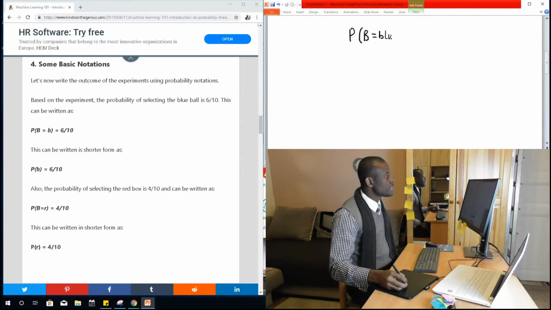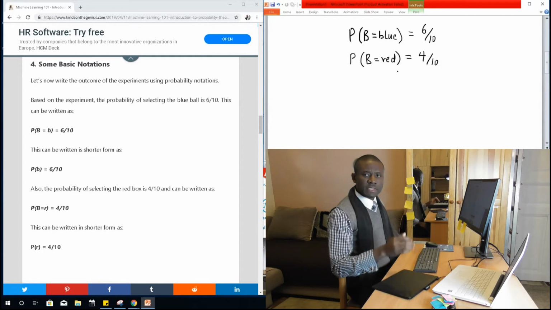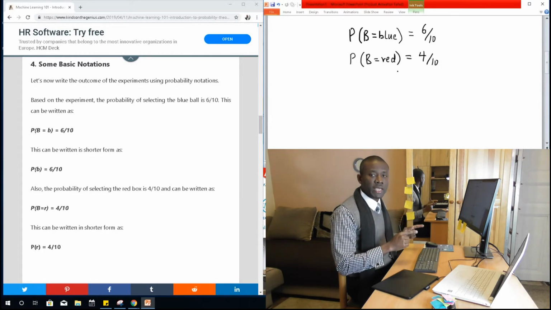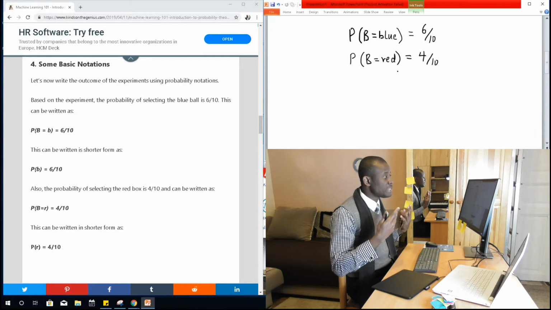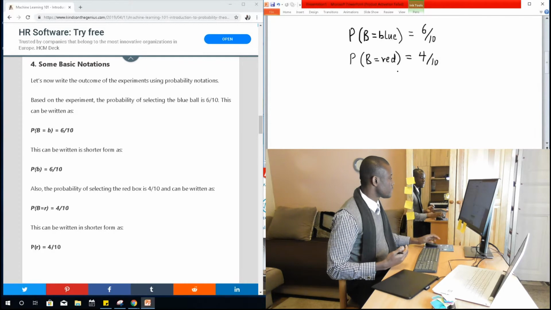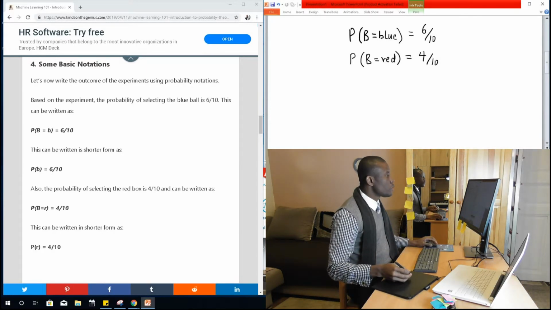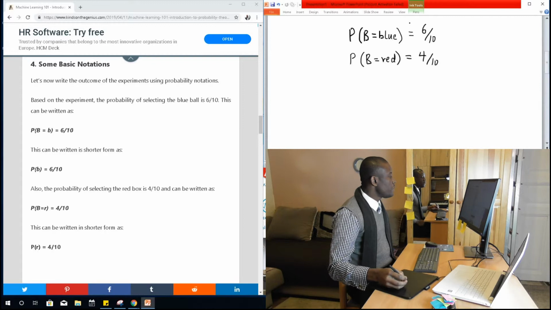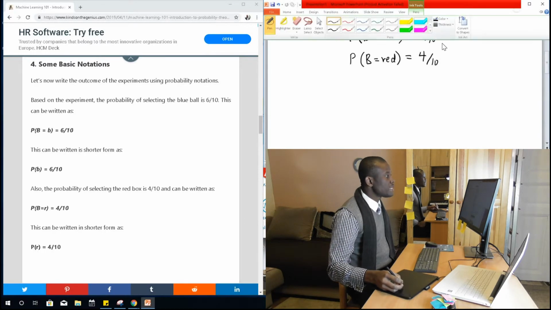So the probability that B takes on blue is equal to 6/10, and the probability that this box is a red box, or takes on the value red, is equal to 4/10. This we recorded from the experiment we carried out. Remember, we did the experiment 100 times, and 60% of the time, we selected the blue box.